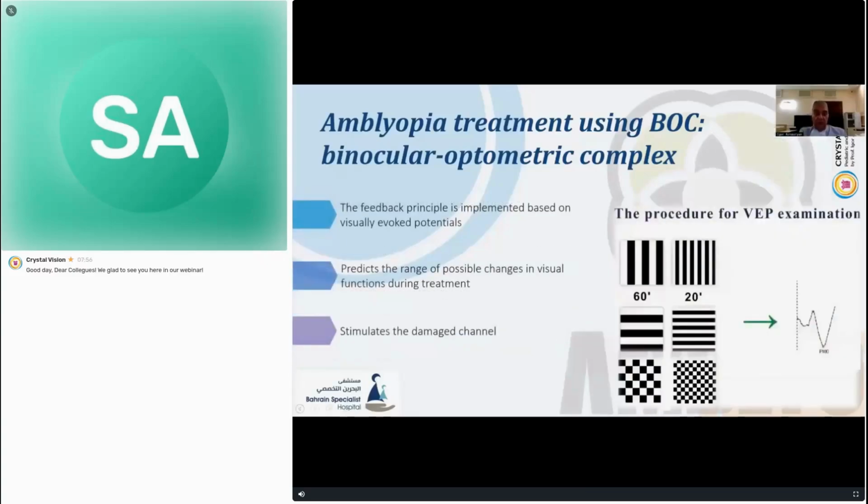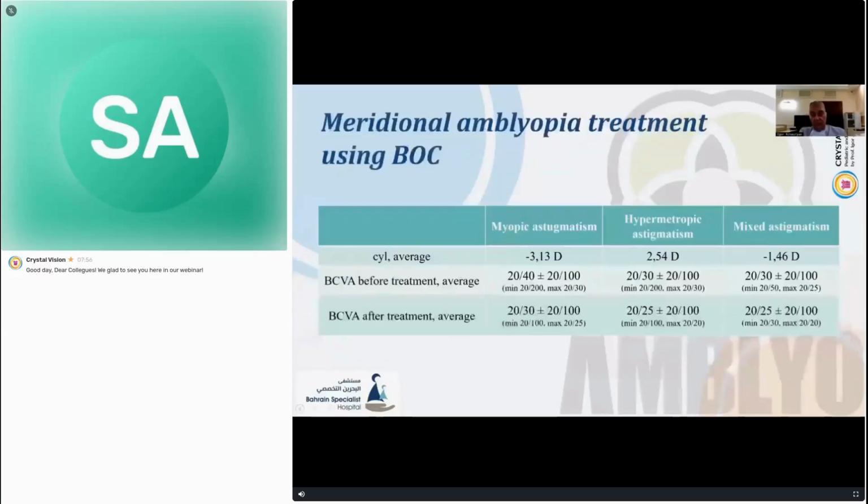First, we identify the areas that are specifically affected, the channels that are directly impacted in the specific patient. And then we appropriately stimulate these channels with the corresponding stimuli. Well, here are the results in order to show the findings.